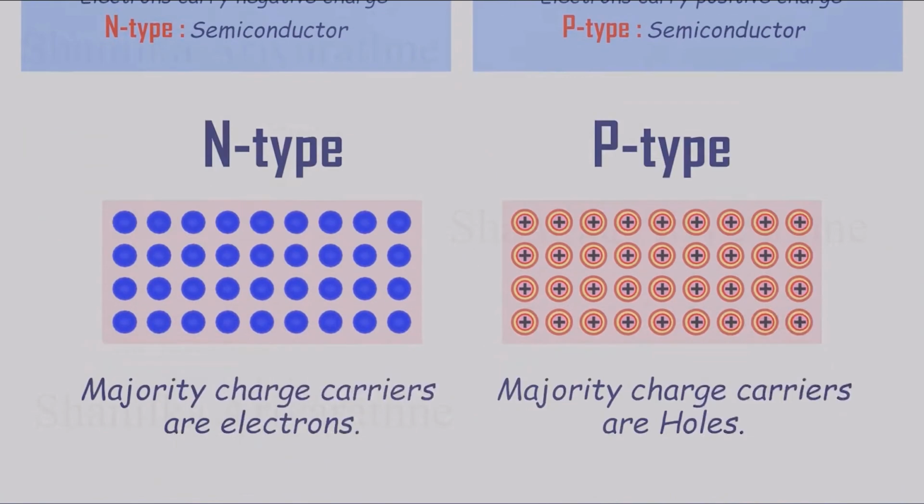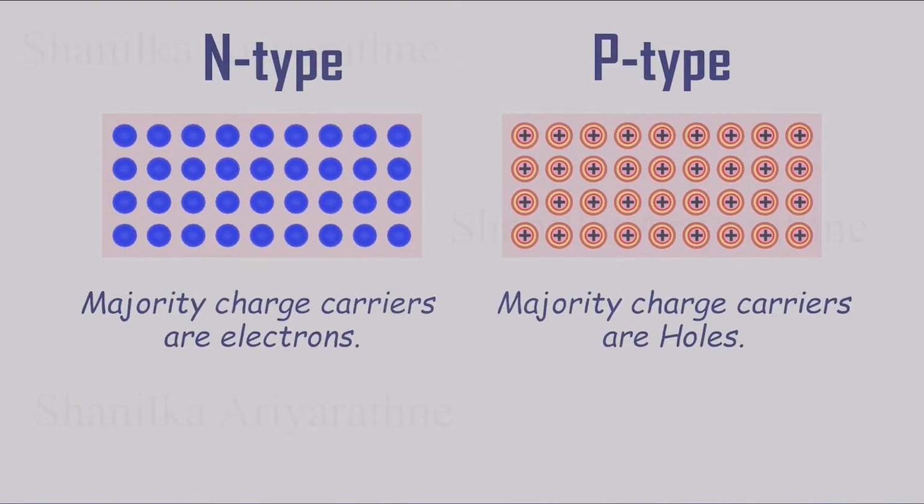In an N-type semiconductor, the majority charge carriers are electrons. In a P-type semiconductor, the majority charge carriers are holes.